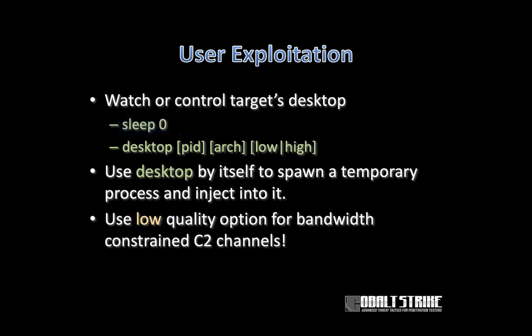One cool thing about this feature, there is a quality option. If you use the low quality option, Cobalt Strike will degrade the number of colors used, and it will change the JPEG encoding to something much more lossy and much better for bandwidth constrained C2 channels.